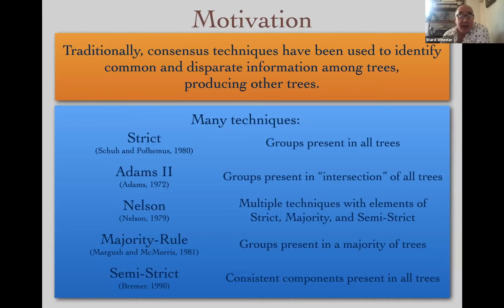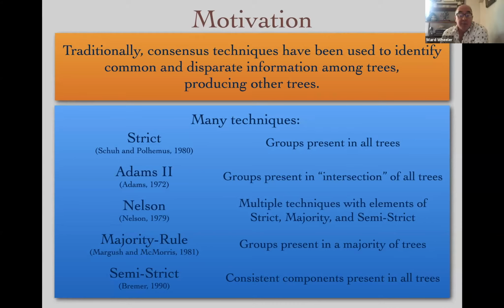Adams, the Adams 2 actually is what everyone uses, not the Adams 1, but this is based on the intersection notions of all trees. Adams 1 is not used because you could promote internal nodes to leaves. The Nelson consensus, which has been called different things and is somewhat ill-defined, but there are multiple techniques with elements of strict, majority, and semi-strict consensus in there.